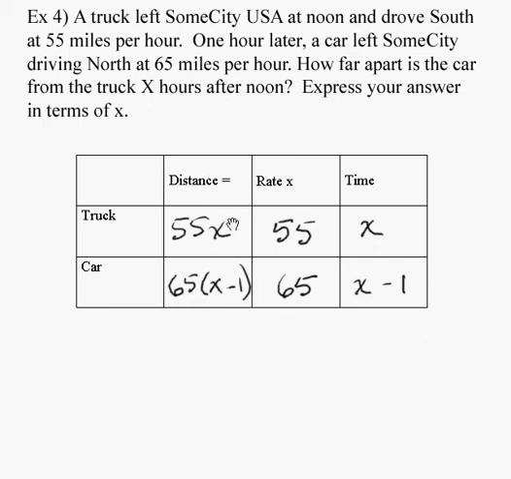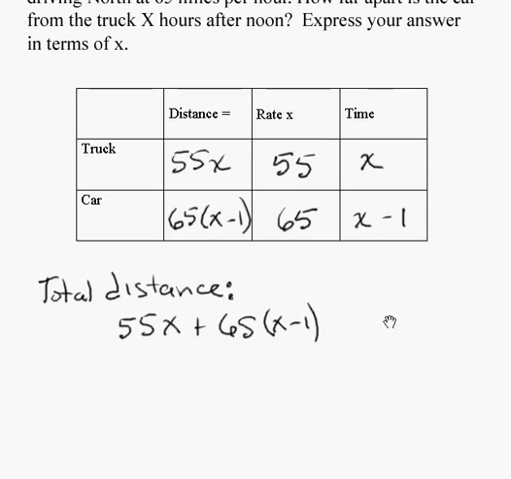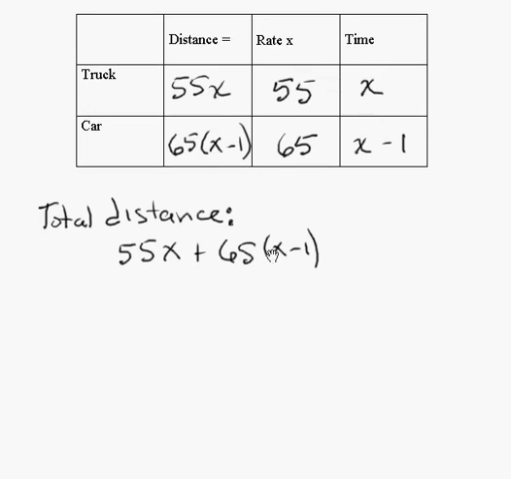All right, we need to put this together and find some information out. We need to know the total distance that these two were apart when they're done, because the car is driving north and the truck is driving south. So obviously they're in opposite directions. We're going to take the distance the truck drove, the distance the car drove, and add the two together. Now I'm going to hide the words for a moment so we can look at the chart and our expression.